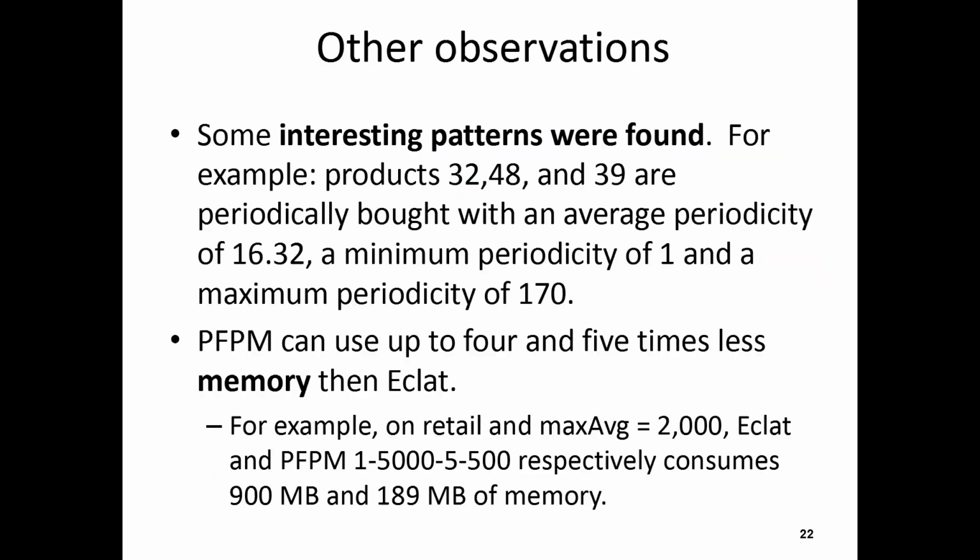Okay, so we also look at the patterns that we found. We find in retail some interesting patterns, like some products like 32, 48, and 39. I don't know exactly what they are, but we find that these products are bought with an average periodicity of 16, a minimum of 1, and a maximum of 170. So that means in this database, we have many customers together, and we find that overall, every 16 transactions, there will be one customer that buys these products together. So that means they are some very popular products.